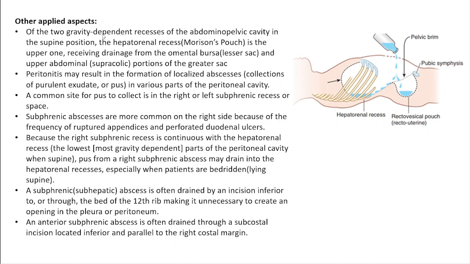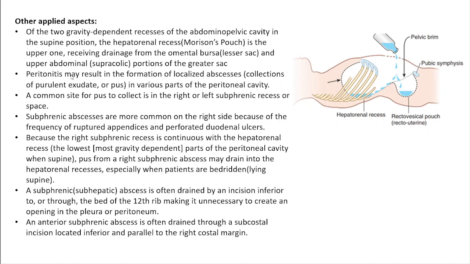Of the two gravity dependent recesses of the abdominopelvic cavity in the supine position, the hepatorenal recess is the upper one, receiving drainage from the omental bursa, that is the lesser sac, through the epiploic foramen, and it is also receiving drainage from the upper abdominal, that is supracolic, portions of the greater sac. So any infection of the liver or the gallbladder or the right kidney or of the lesser sac is going to drain and reach this part if the patient is bedridden, lying supine. Or infection of the peritoneum.